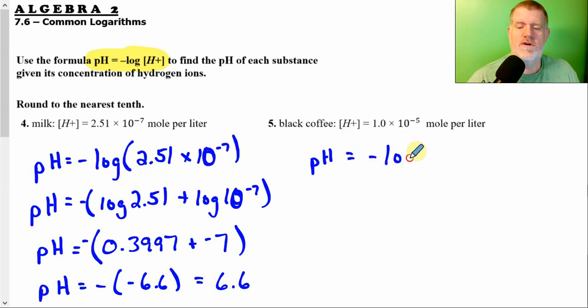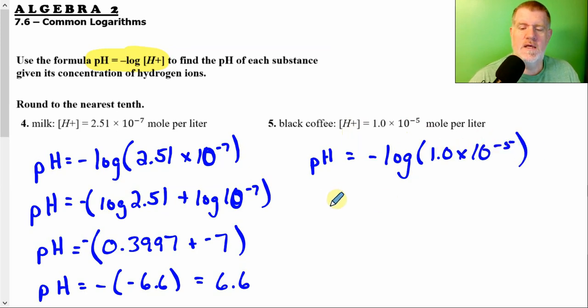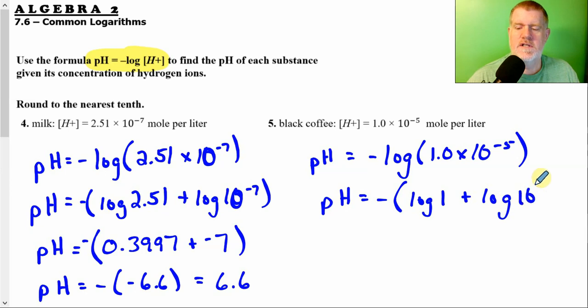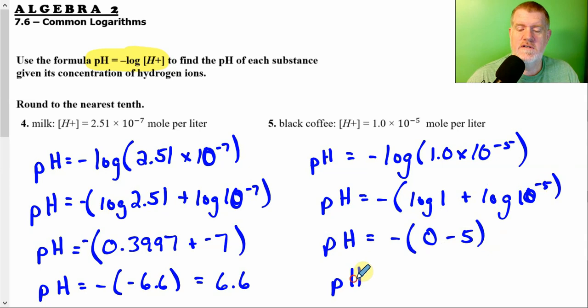So let's do the old formula here. So it's 1 times 10 to the negative 5. So it's the log of 1 plus the log of 10 to the negative 5. Now the log of 1 is actually 0, because anything to the 0 power equals 1. And the log base 10 of 10 to the negative 5 is negative 5. So you add that together. So coffee is a little bit acidic. Not too bad.